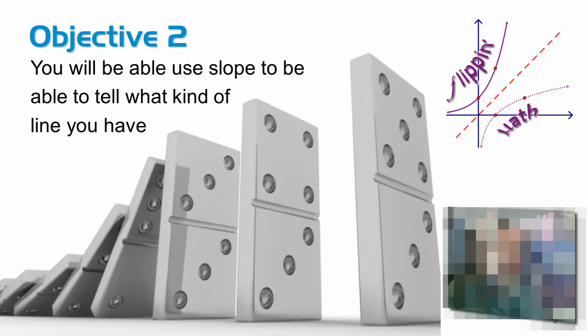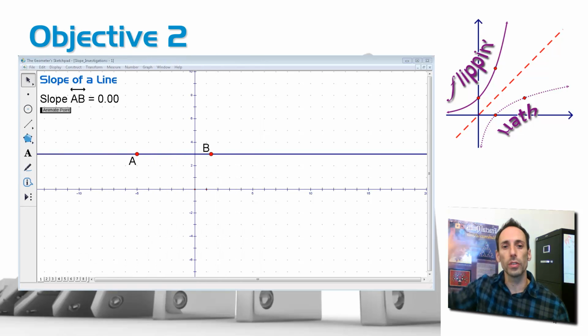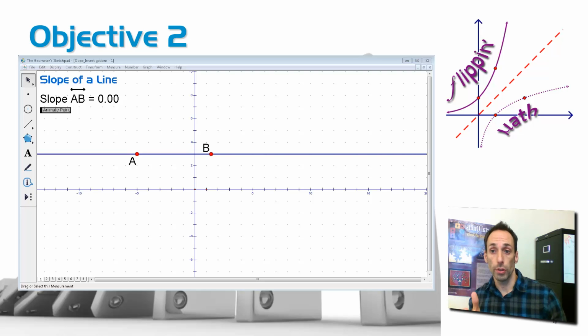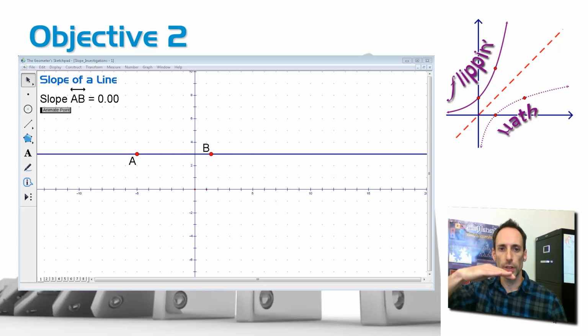slope. Alright, so all we have here in this Sketchpad demo, I just have myself a line, 2 points that are on it, using those 2 points to measure the slope. You can see right now it's measuring a big fat 0, and look at the line. It's perfectly flat, it's horizontal. So, well, there's one thing. If my line's horizontal, my slope's going to be 0.